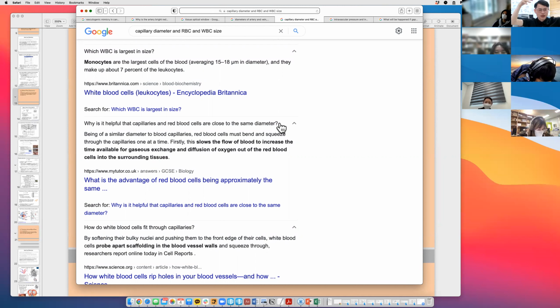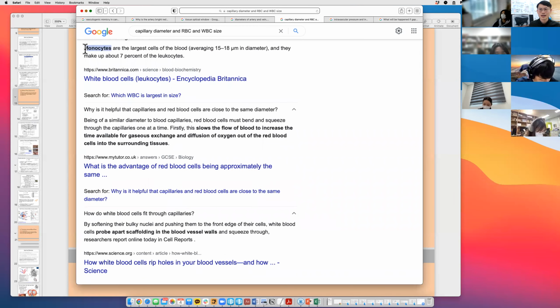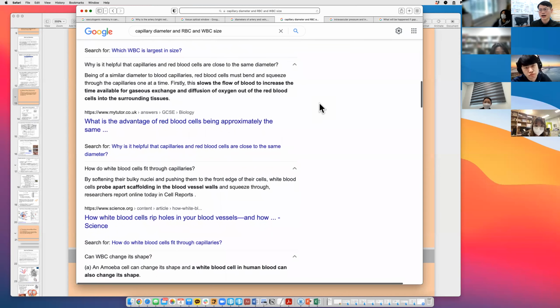But we have to go down a little bit, because RBCs are just one kind, and white blood cells have various different kinds. So it's actually good to know that there are monocytes. Monocytes are the largest cells, and they are only 7% of leukocytes. There are other kinds of leukocytes too: macrophages, T lymphocytes, B lymphocytes. So we have to know that there are different types of white blood cells, especially related to size.